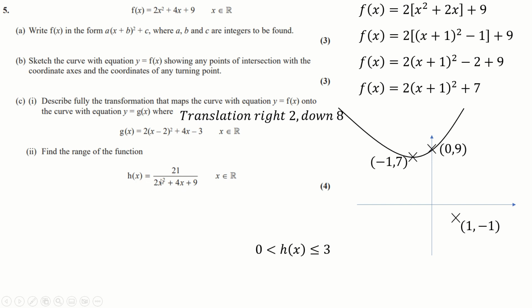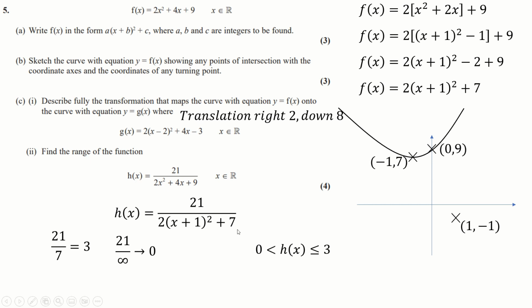And of course, if we divide by the smallest thing, we make the biggest number. So if we divide by 7, we get 21 over 7 is 3. And that's the biggest this can ever be, because we're dividing by the smallest thing possible. So h of x is definitely bounded by 3 from above. It can be 3 because we can make this 7, and 21 over 7 is 3.